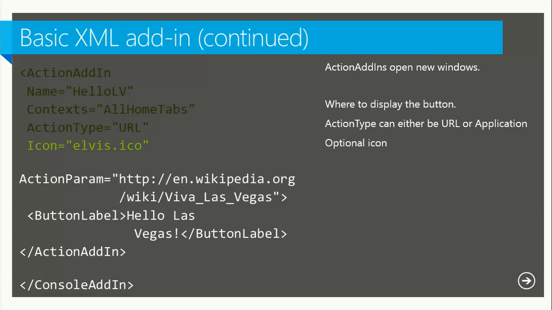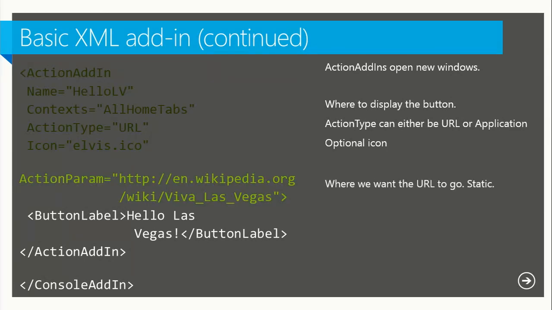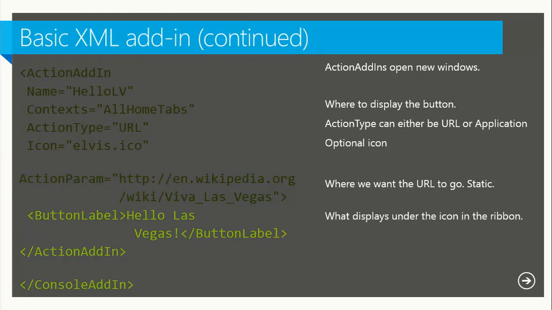Icons are optional, but this one we definitely want one. The action param defines where we want the URL to go to. A key point here is for XML add-ins, this is static, so there's not string substitution. It really is like a bookmark. And then this is the button label that displays underneath. This is encoded add-ins, something that you can localize if you're really interested in producing localized add-ins, but is not for XML.